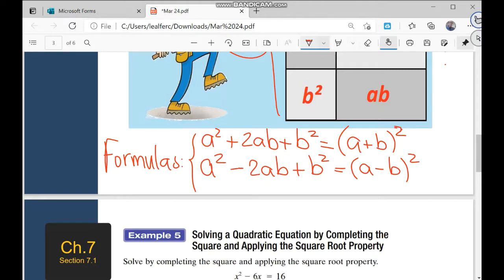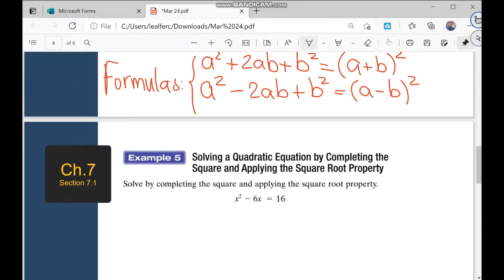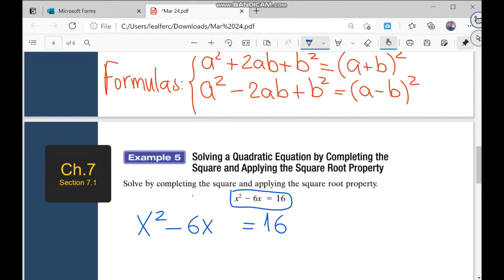Let's have a look at how to apply this on an example. Keep the formula here. The example is that one. We have x squared minus 6x equals 16. Solve by completing the square and applying the square root property.